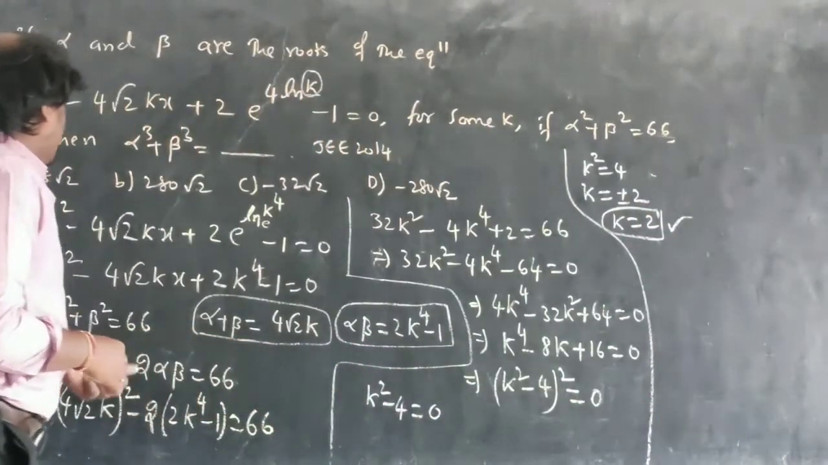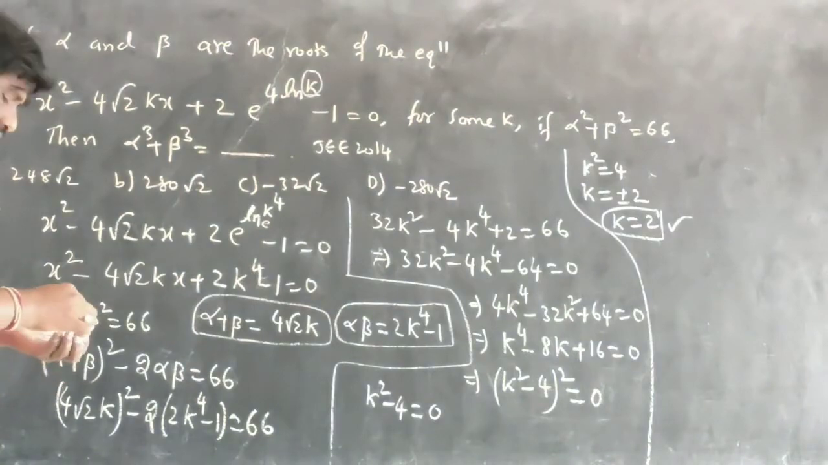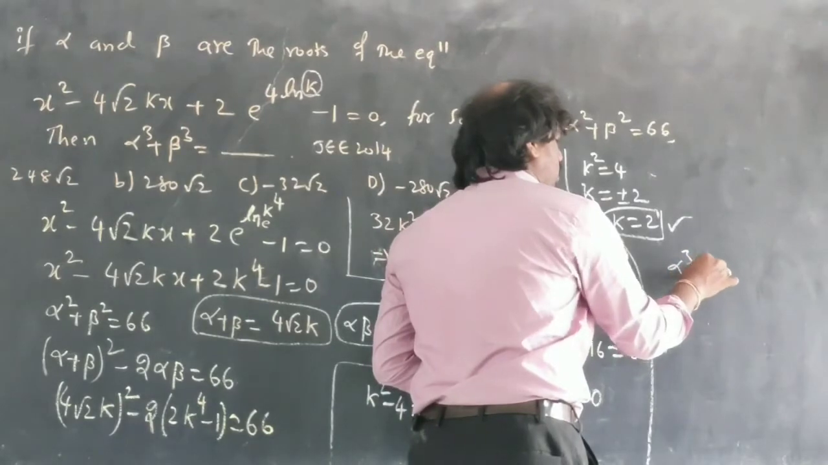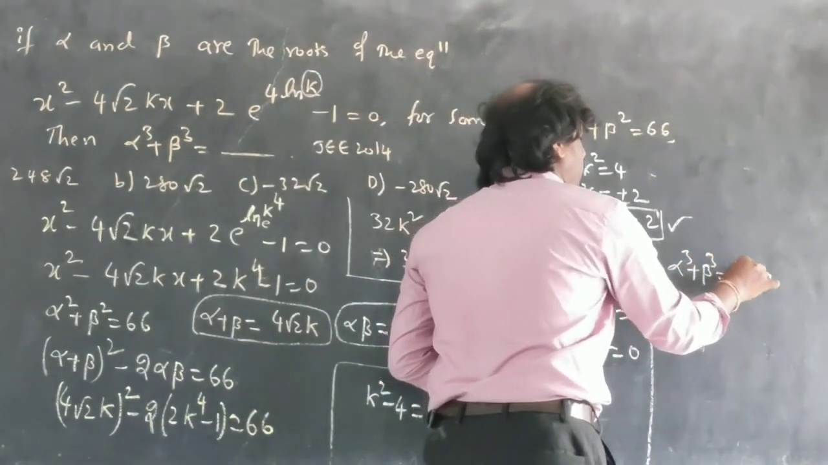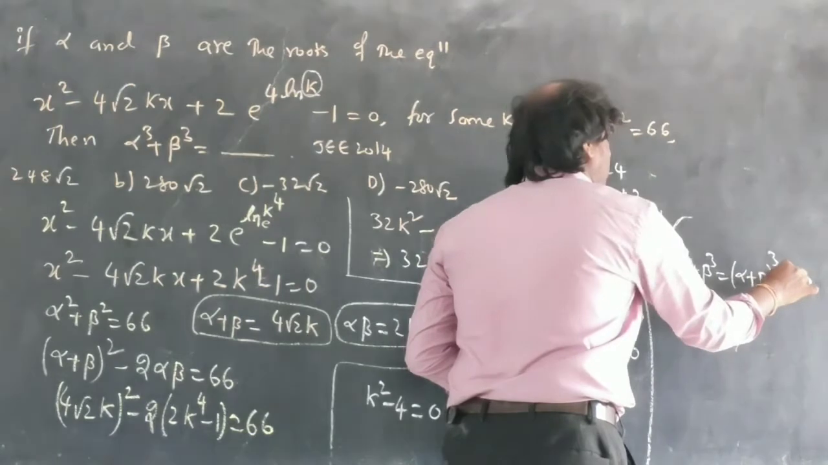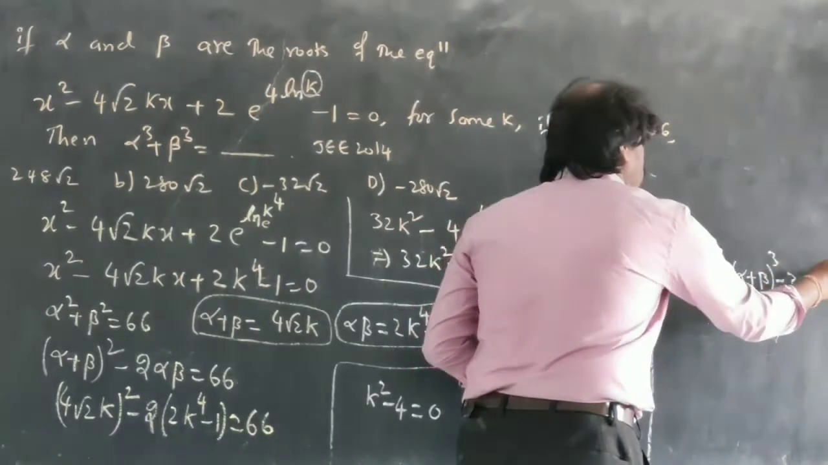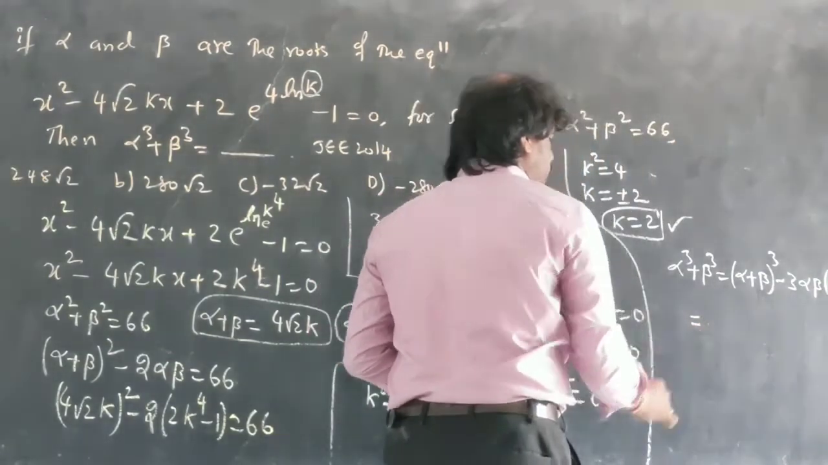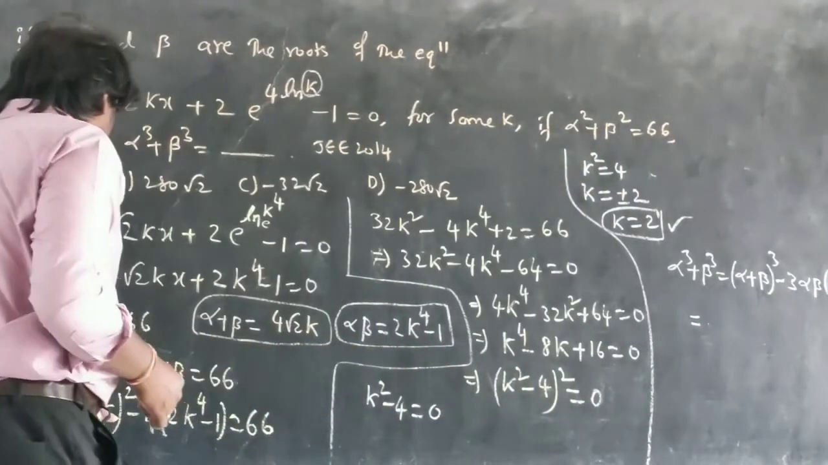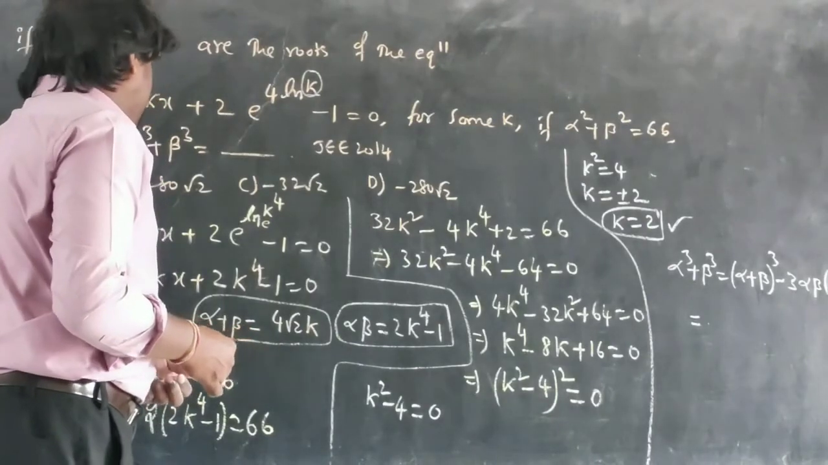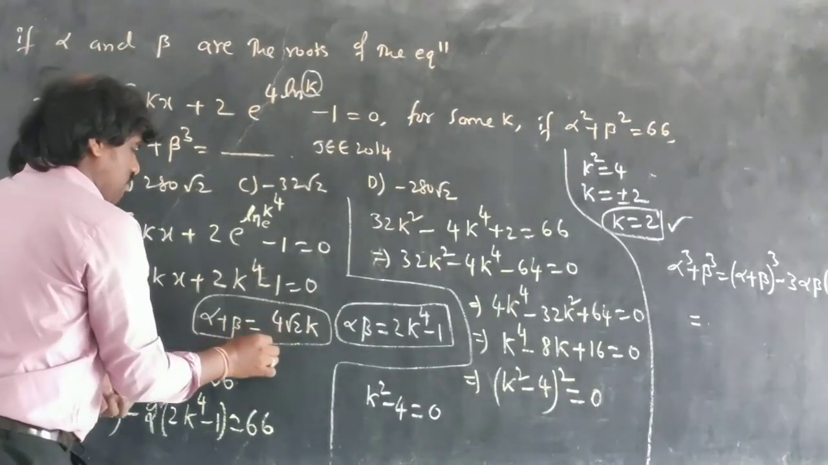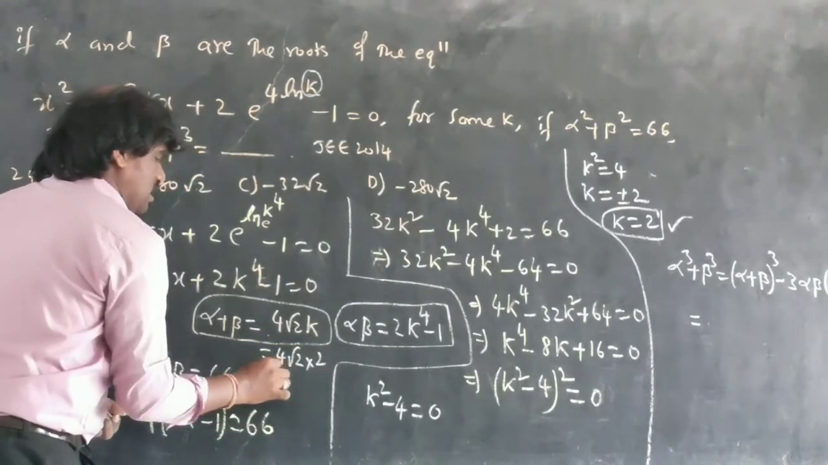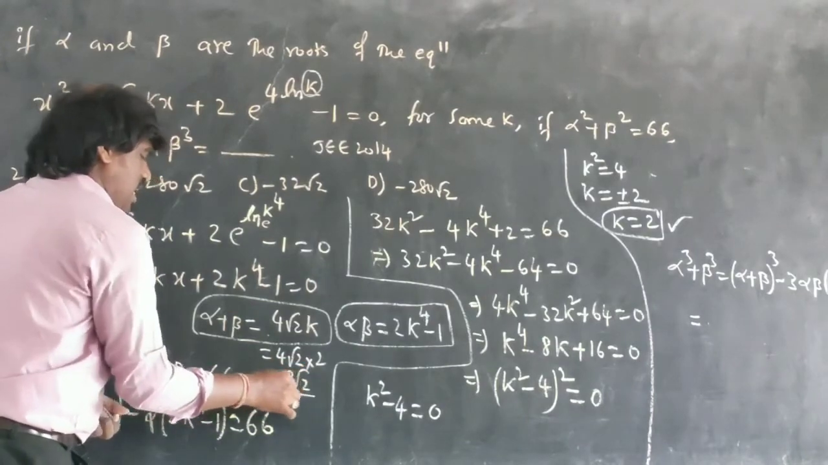Now what I am going to find is alpha cube plus beta cube value, and that is alpha cube plus beta cube is equal to (alpha plus beta) whole cube minus 3 alpha beta times (alpha plus beta). In the beginning classes I explained this. So alpha plus beta value, that is the sum of the roots, here is 4 root 2 times k value, which with k equal to 2 is 8 root 2.